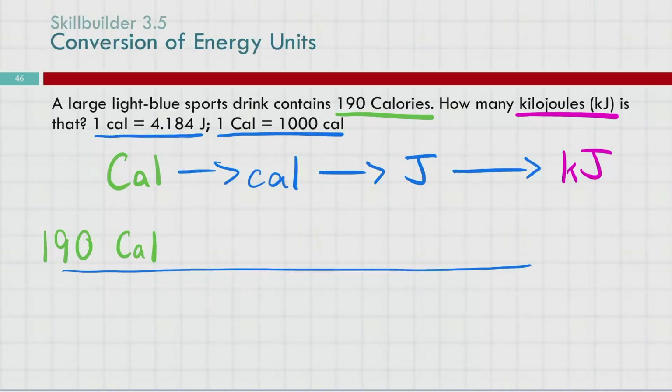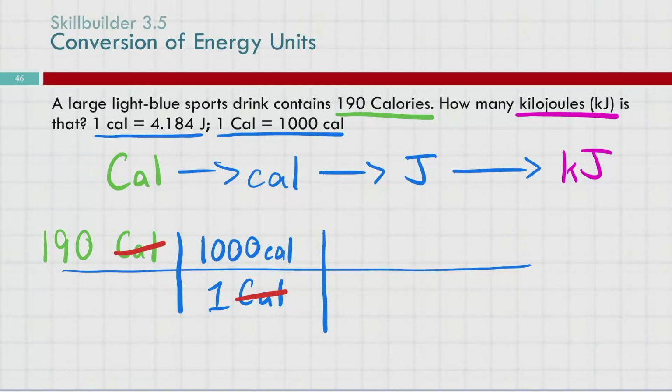All right, to start off, we've got our 190 Cal, big C Cal on the left side, and we're going to plug in a couple of conversion factors. Our solution map lets us know we're going to little c cal first. We want to take the little c cal part of this conversion factor and put it in the top. So 1,000 little c cal, 1 big C Cal on the bottom. That gets our Cals to cancel, the big C Cals, that is. And now we're in little c cals. We're going to go to joules next, and so we're going to put joules on the top, 4.184 joules over 1 little c cal. Little c cals cancel.